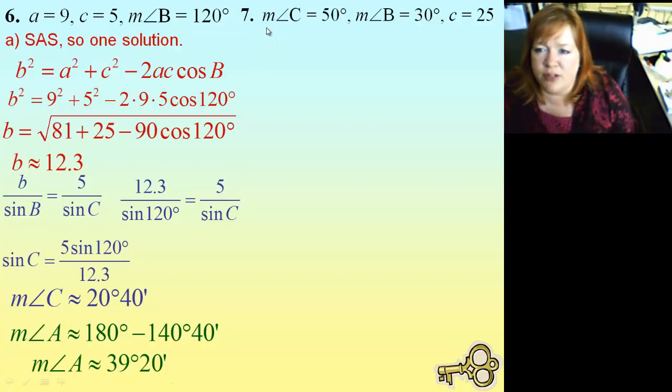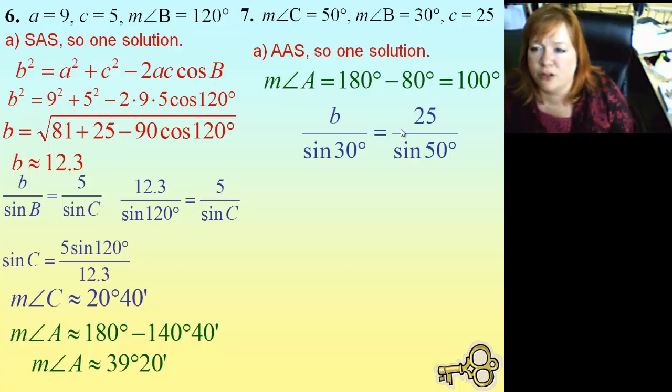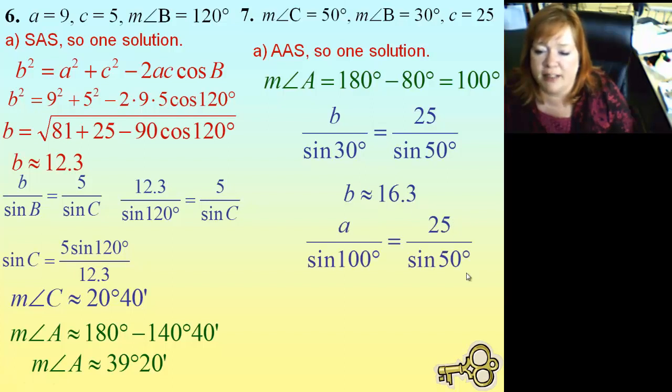Measure of angle C is 50, measure of angle B is 30, little c is 25. These are like my favorite because it's so easy to find the missing angle. It's angle side, there's one solution. Take 180 minus 80, that's the sum of these two together. You get 100 degrees. Then you can use law of sines to find those missing sides. I think proportions are easy. Multiply diagonal, divide by the third, you get b is approximately 16.3. And then you do the same thing to find little a, and you get little a is approximately 32.1.